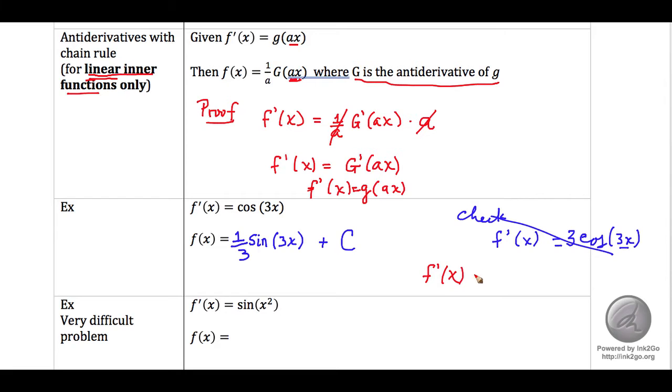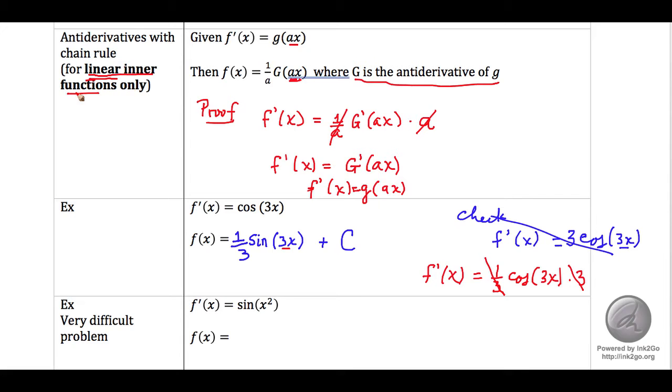So f prime of x would be equal to 1/3 times the derivative of sine, which is cosine 3x. The constant that I'm adding at the end goes away. Then I have to multiply by the inside function's derivative, so multiply by 3. And you see the 3 and the 1/3 cancel each other. So this is just a more practical example of what's going on up here. Again, you don't have to memorize these rules. It's more important that you know how to use them consistently and consistently well.